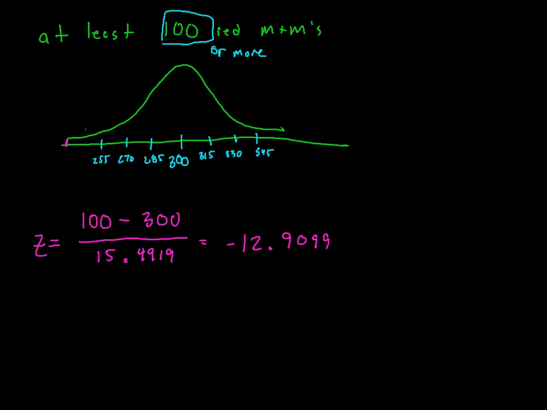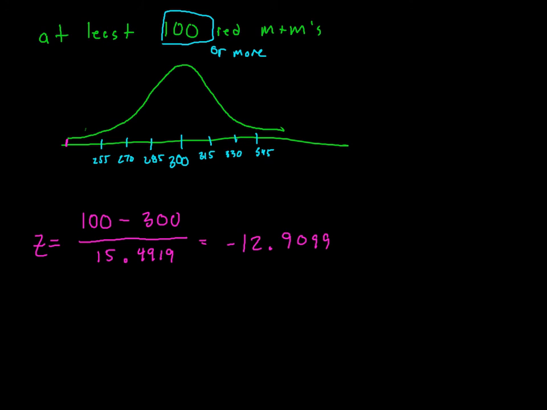What does that tell you? It tells you a couple things. First off, seeing 100 red M&Ms in a group of 1,500 is very, very rare. Why? Because you're supposed to see 300. It's not going to vary much. It varies by 15.49.